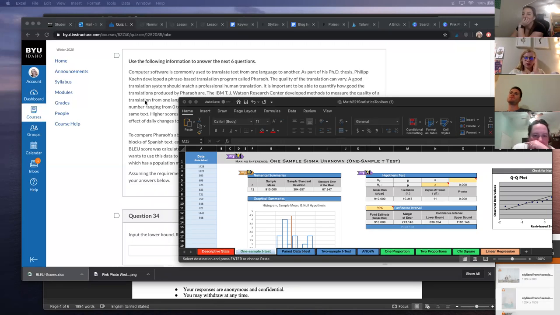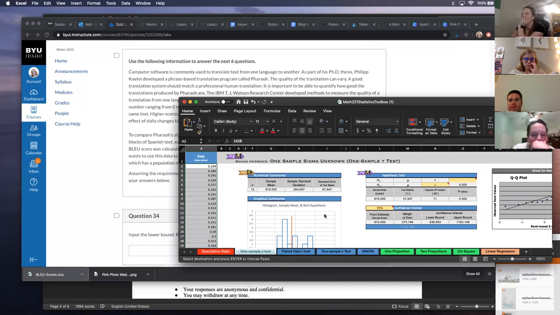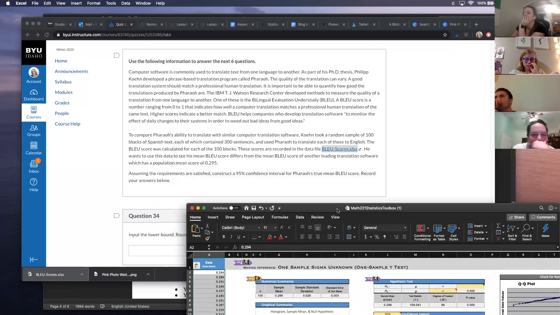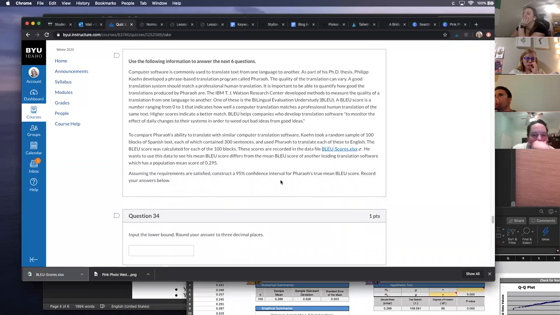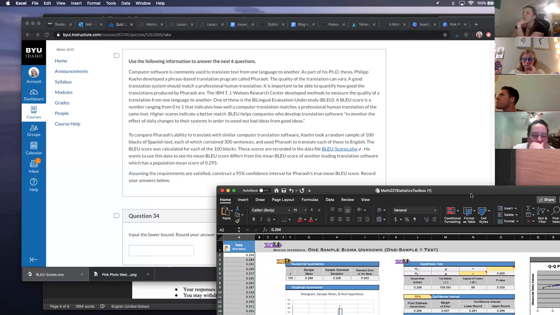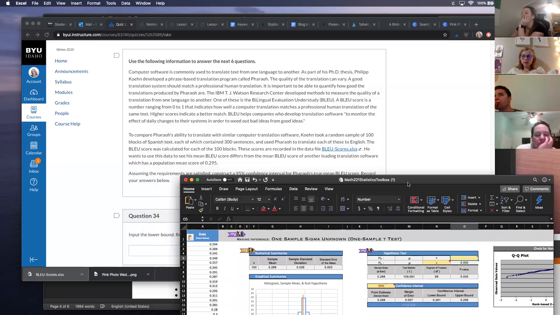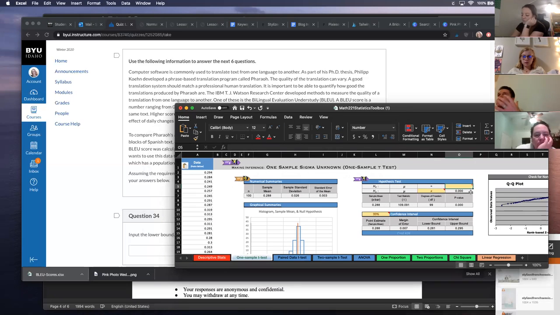Okay, do we need to change the hypothesis? What the heck do they want? That's frustrating. He just wants to see if it differs from the mean, so just not equal to? I think so. And then we change it to 0.295.